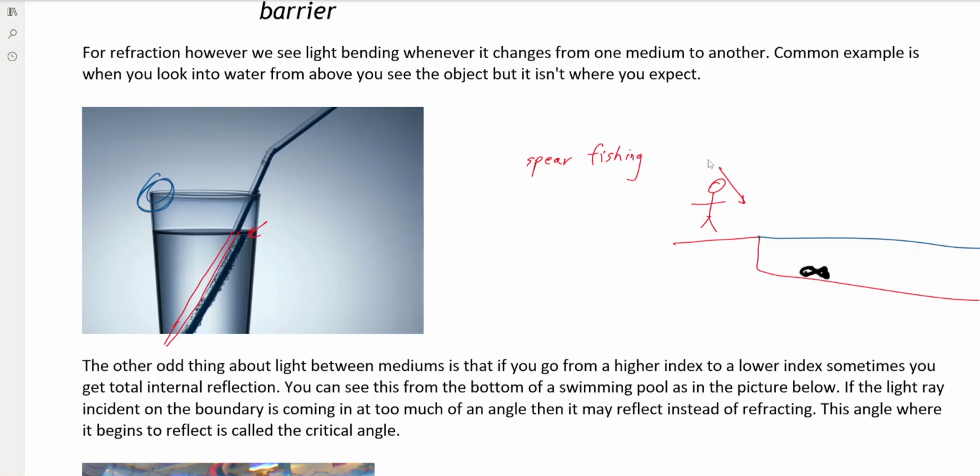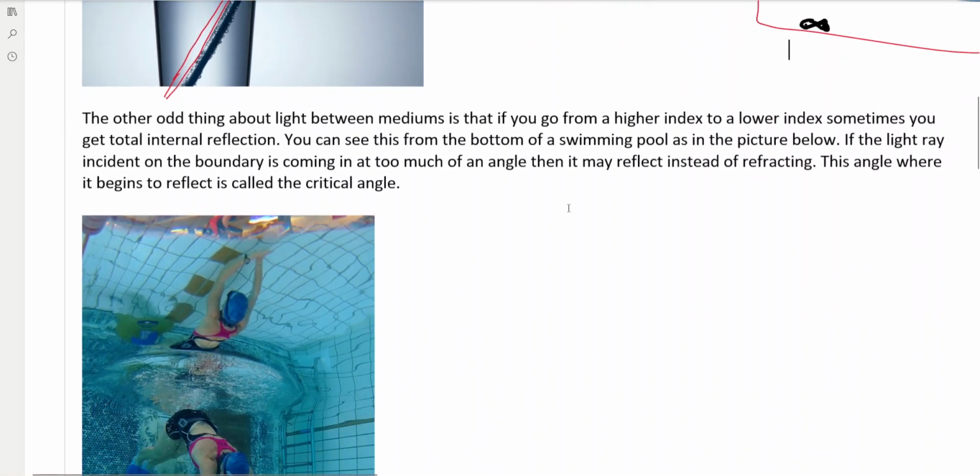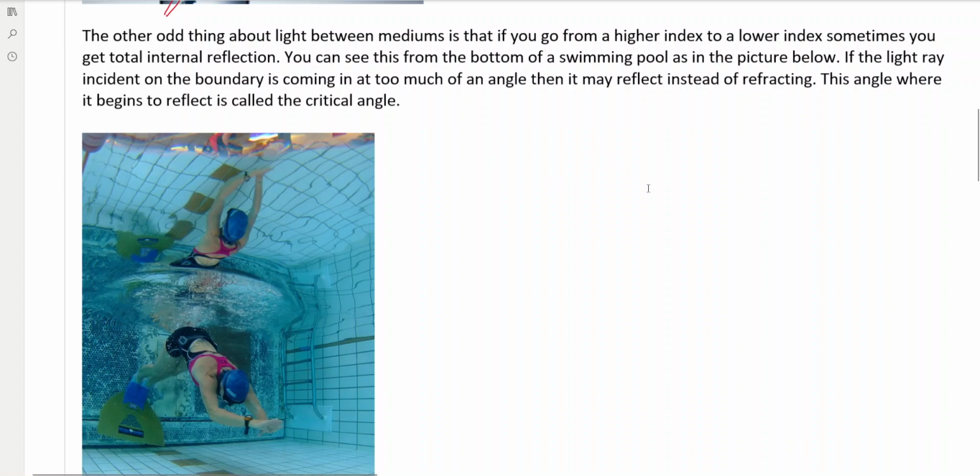So how can we look at that, and how can we calculate the difference? Well, that's going to be Snell's law. But let's keep talking about this first before we talk about calculations.